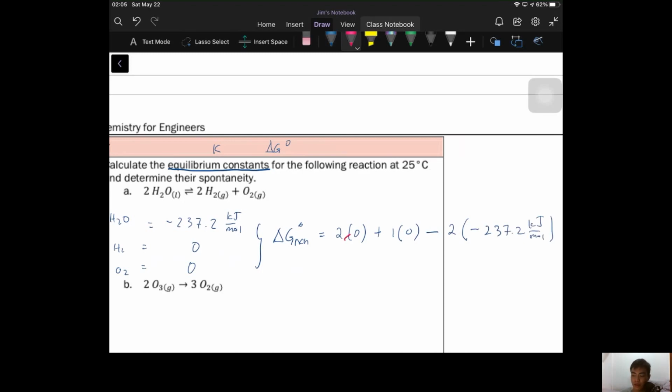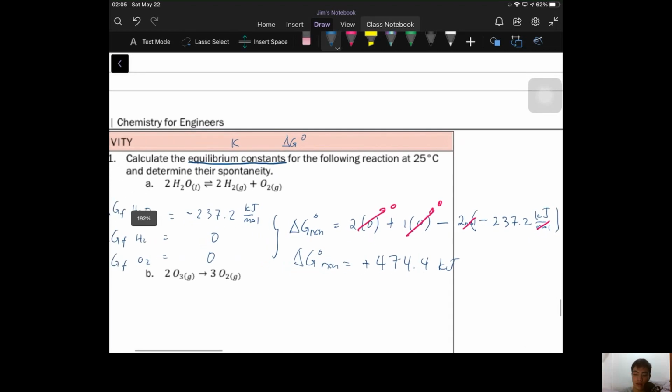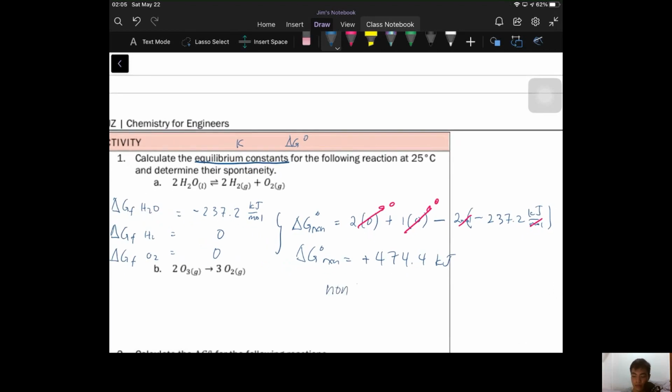So, take note, magka-cancel yan. This is 0, this is 0. Ayan, parehas yan may moles. They will both be cancelled. That will give us delta G reaction equals 474.4 kilojoules positive. Okay, so ano implication yan? Ibig sabihin, this reaction is non-spontaneous. Okay, so that reaction is non-spontaneous.